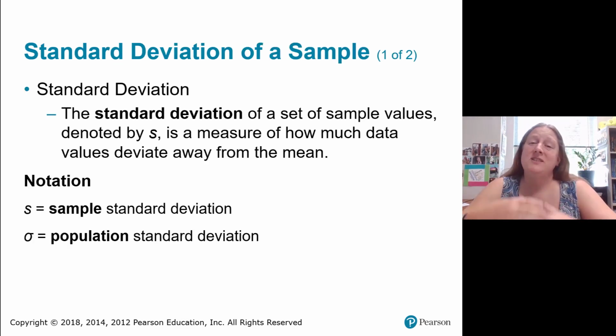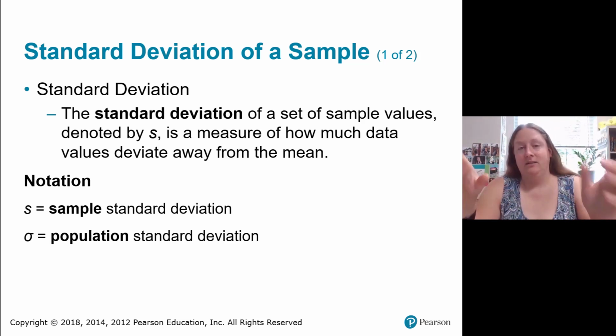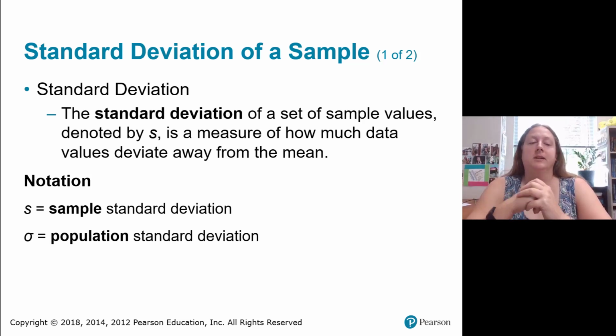Another option we have is to find the standard deviation of a set of data. Finding the standard deviation is finding the measure of how much the data values deviate away from the mean. We can find a standard deviation for a sample, in which case we use a lowercase s as our notation, or for the entire population, in which case we use a lowercase sigma as our notation.